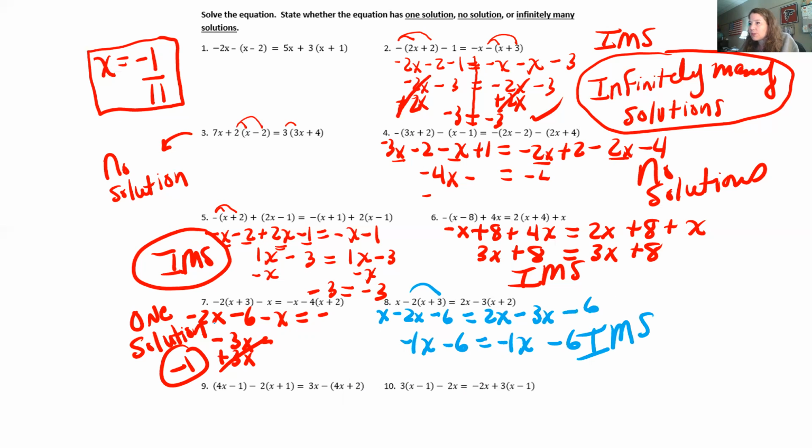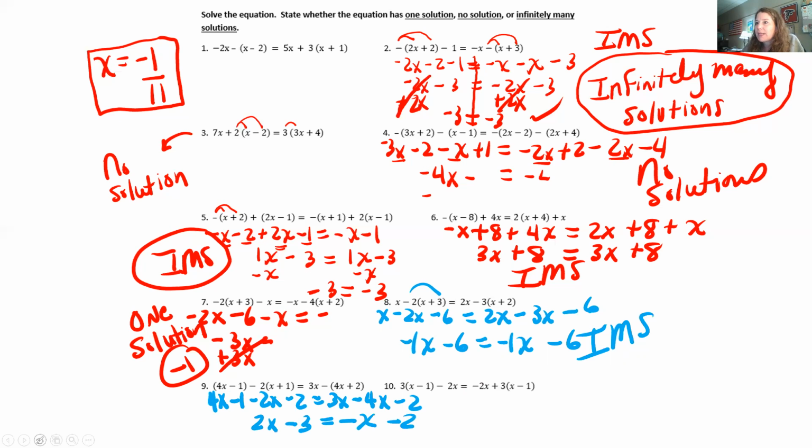All right, we're almost done. I'm going to bring down 4x minus 1. Negative 2 times x is negative 2x. Negative 2 times 1 is negative 2 equals 3x. Negative times 4x is negative 4x. And negative times 2 is negative 2. I'm going to combine my like terms. I get 2x minus 3 is equal to negative 1x minus 2.